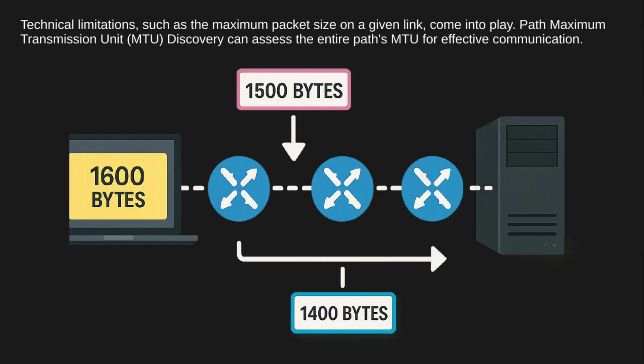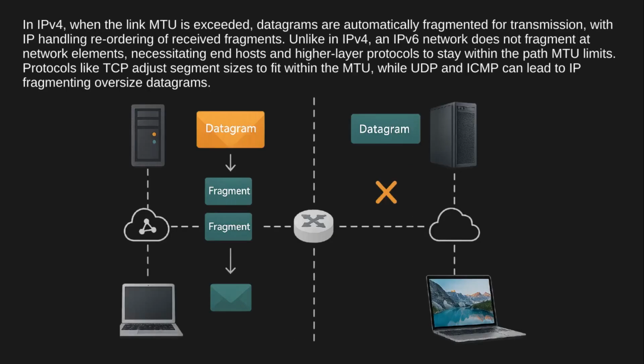Technical limitations, such as the maximum packet size on a given link, come into play. Path Maximum Transmission Unit, MTU, Discovery can assess the entire path's MTU for effective communication. In IPv4, when the link MTU is exceeded, datagrams are automatically fragmented for transmission, with IP handling reordering of received fragments. Unlike in IPv4, an IPv6 network does not fragment at network elements, necessitating end hosts and higher layer protocols to stay within the path MTU limits. Protocols like TCP adjust segment sizes to fit within the MTU, while UDP and ICMP can lead to IP fragmenting oversized datagrams.